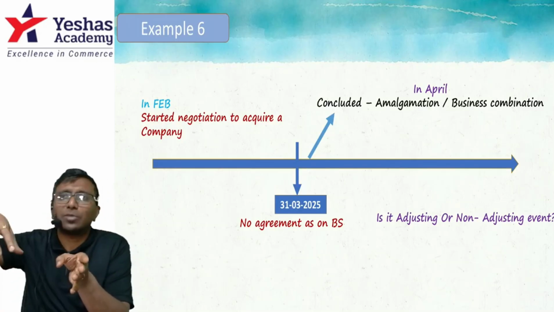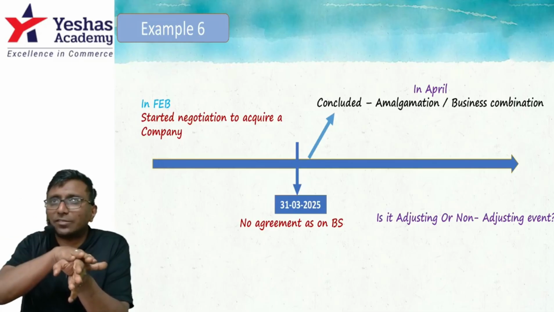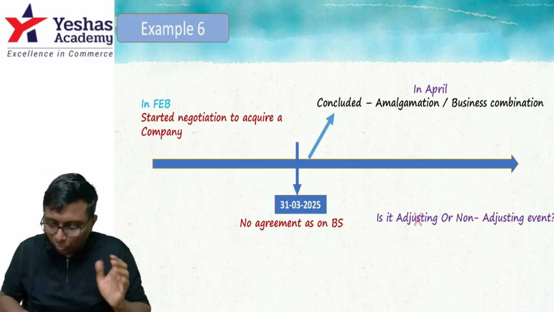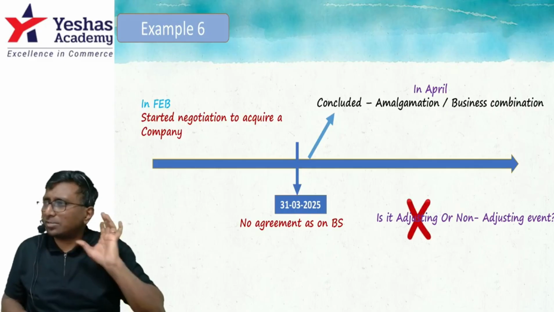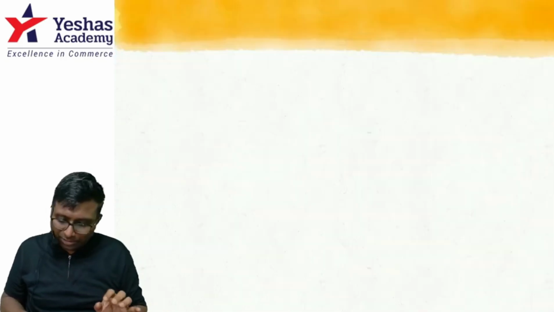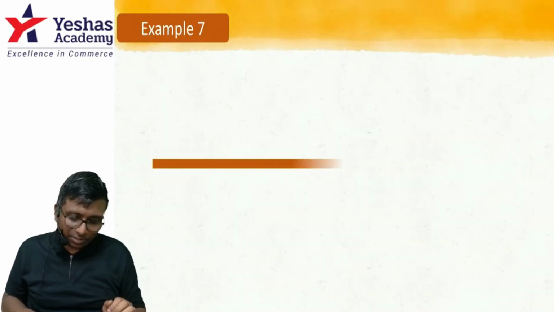The control has come subsequently. Control was not there as on 31st March. I hope you understand. Job done. It is purely a non-adjusting event. It's a very simple basic example. I'm going forward. Okay. One more example. Look at example 7.